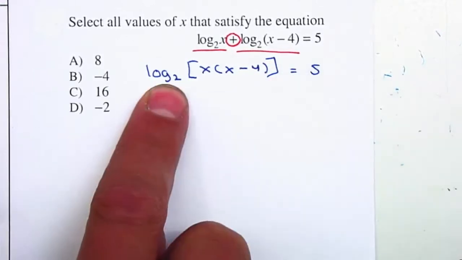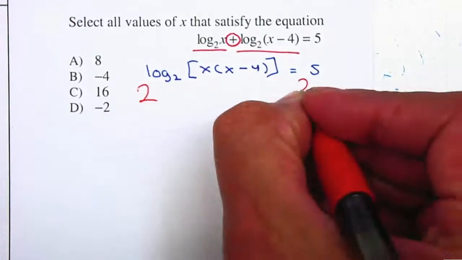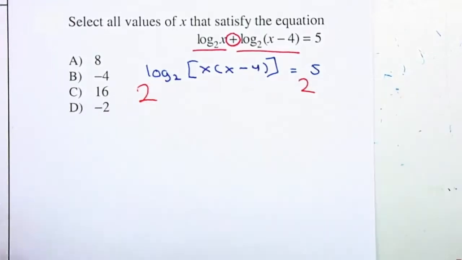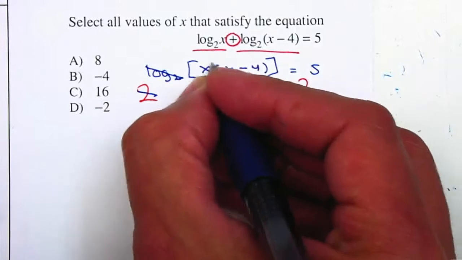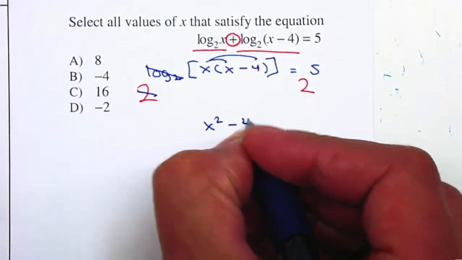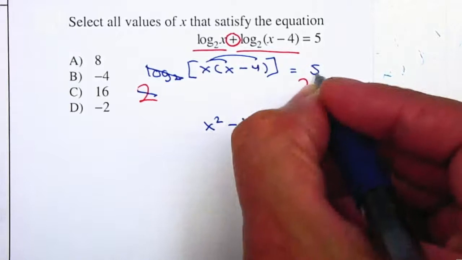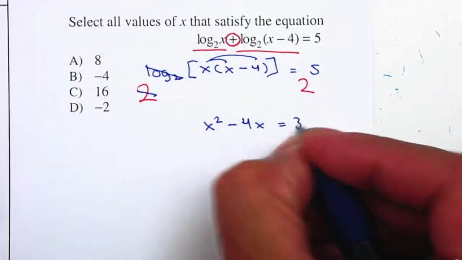And now I can get rid of the log. The opposite of a log is a base, so I'll place a big base on both sides. I'm going to exponentiate both sides. That cancels, so therefore, let me multiply this at once. That gives me x squared minus 4x equal to 2 to the 5th power, which is 2 times 2 times 2 times 2 times 2, which is 32.